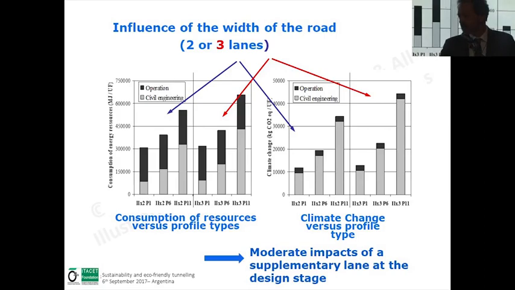This is just another illustration. When we enlarge the tunnel section from 2 to 3 lanes for traffic, we try to see what the difference is. Of course, the impact is a little bit more important when we have 3 lanes instead of 2, but the global proportions remain. There is a moderate impact of a supplementary lane in the tunnel design. So we can do a lot of interpretation analysis from the data we get.